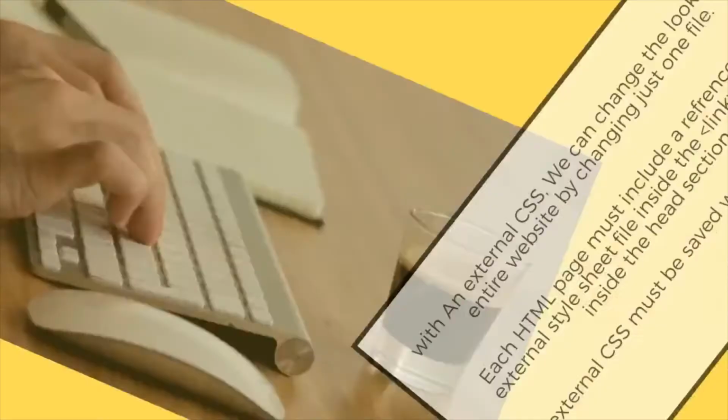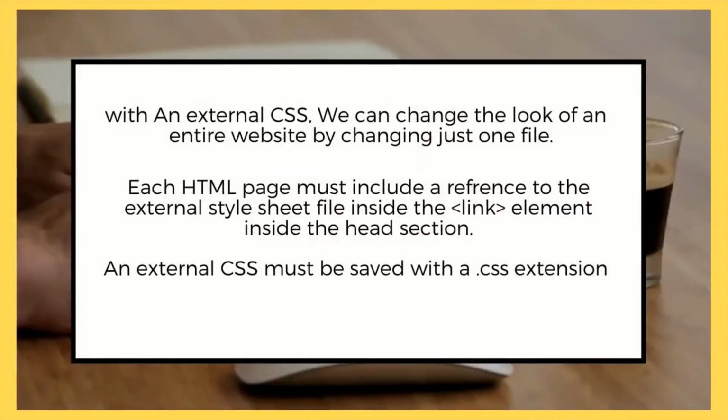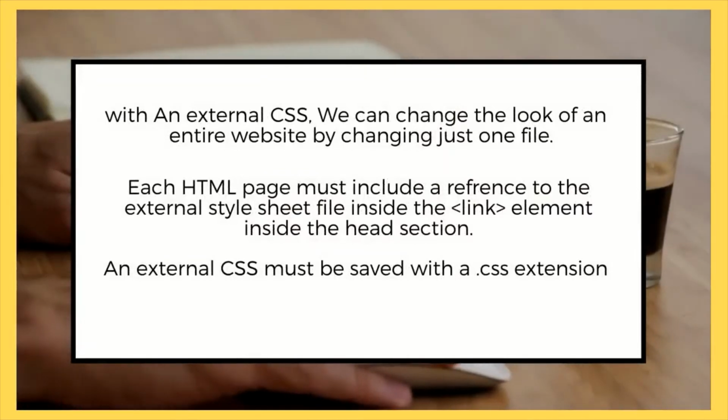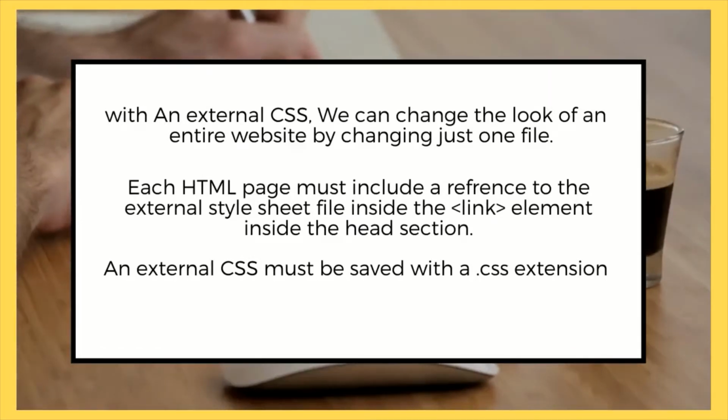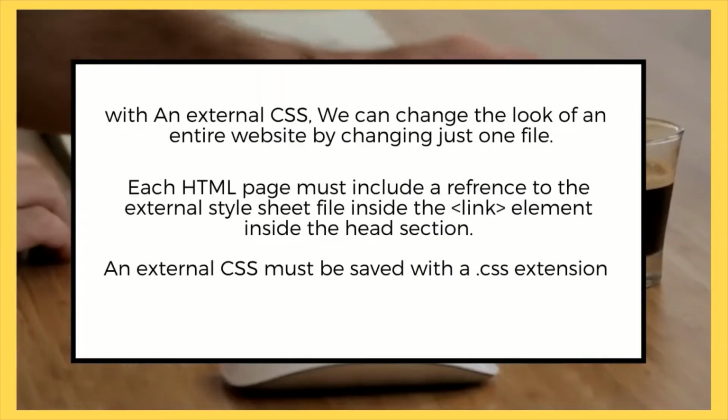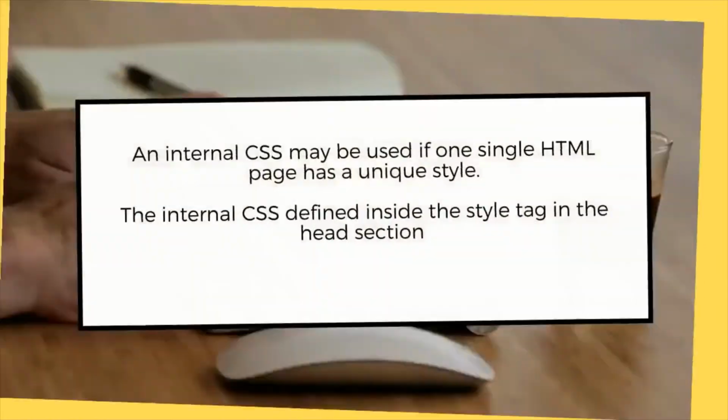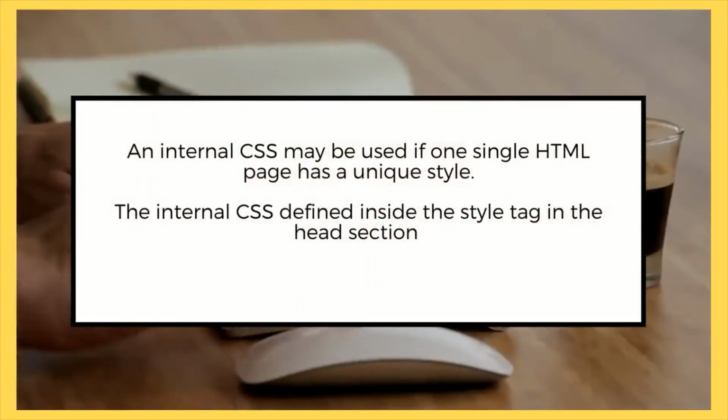So there are three ways to include CSS into the HTML page: external CSS, internal CSS, and inline CSS. With an external CSS, we can change the look of an entire website by changing just one file. Each HTML page must include a reference to the external style sheet file inside the link element inside the head section.